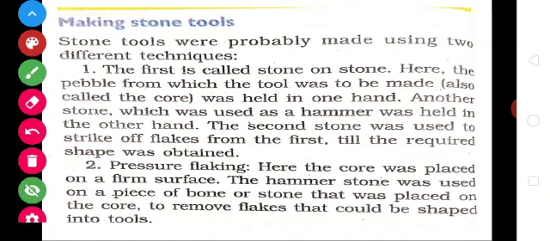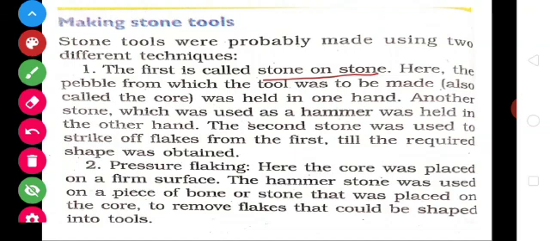Stone tools were probably made using two different techniques. The first is called stone on stone. Stone on stone means the first stone they will use as a hammer, and another stone they use for making the tool. Here the pebble from which the tool was to be made was held in one hand. Another stone which was used as the hammer was held in the other hand. The second stone was used to strike off flakes from the first till the required shape was obtained. Yes, they will make the tool with the use of stone itself.